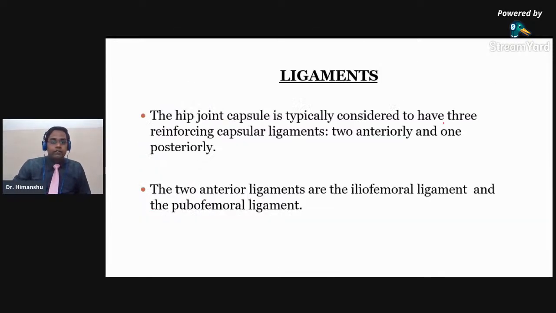So coming on to the other soft tissues of the hip joint, the ligaments. Since we have already talked about the capsular ligaments, we have two: one is the longitudinal ligament, one is the circular ligament. Along with that, we have three very thick ligaments in the hip joint: the iliofemoral ligament, pubofemoral ligament, and ischiofemoral ligament. The iliofemoral and the pubofemoral ligaments strengthen the anterior margins of the hip joint. On the contrary, the ischiofemoral ligament lies on the posterior aspect of the hip joint.